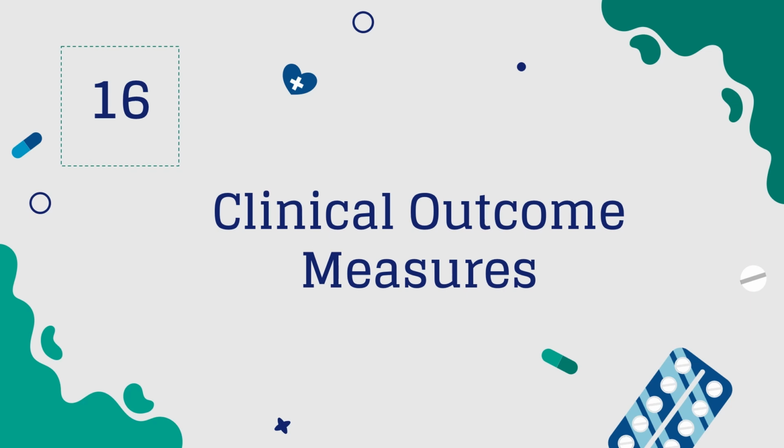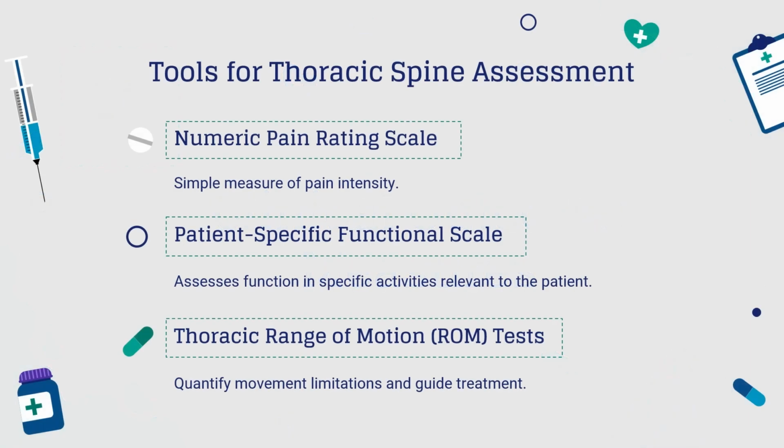Clinical outcome measures. Tools for thoracic spine assessment. Numeric pain rating scale: a simple measure of pain intensity. Patient-specific functional scale: assesses function in specific activities relevant to the patient. Thoracic range of motion tests quantify movement limitations and guide treatment.